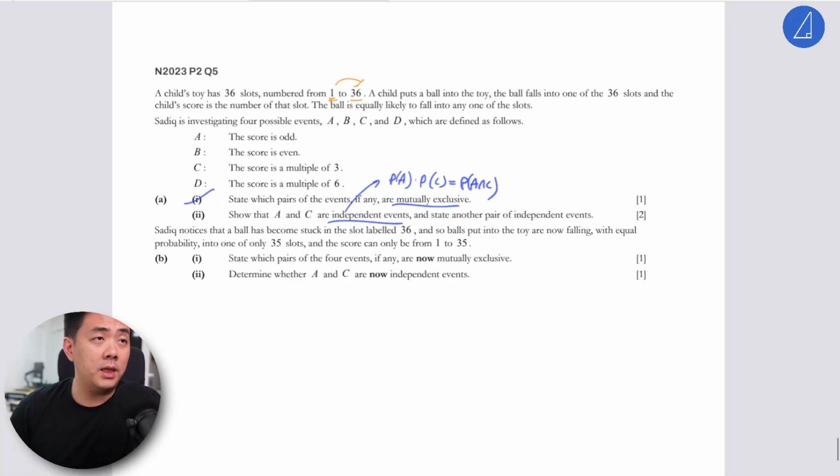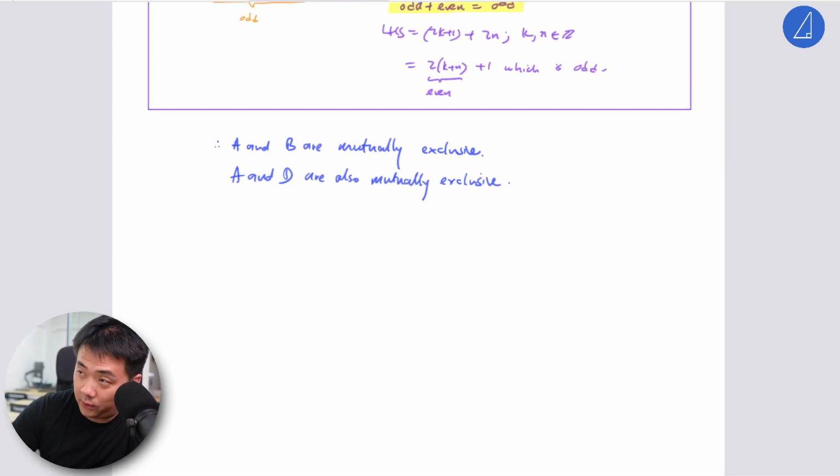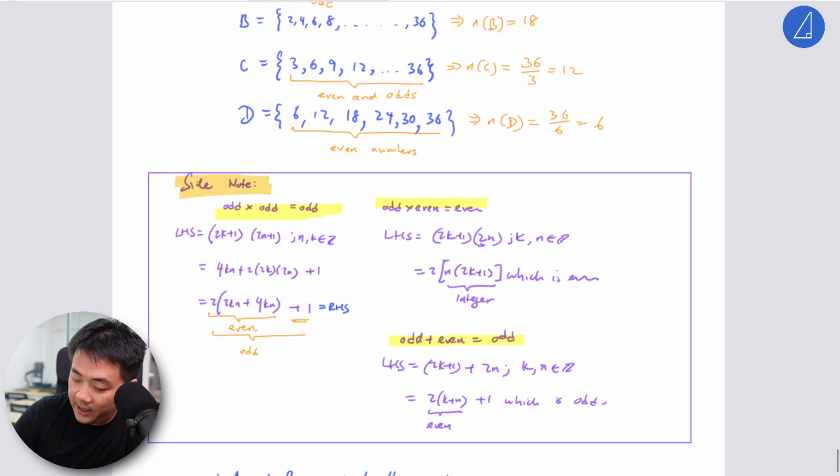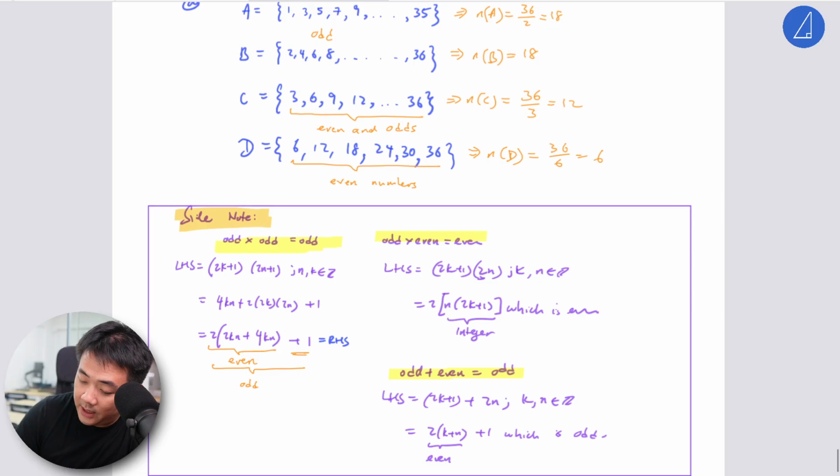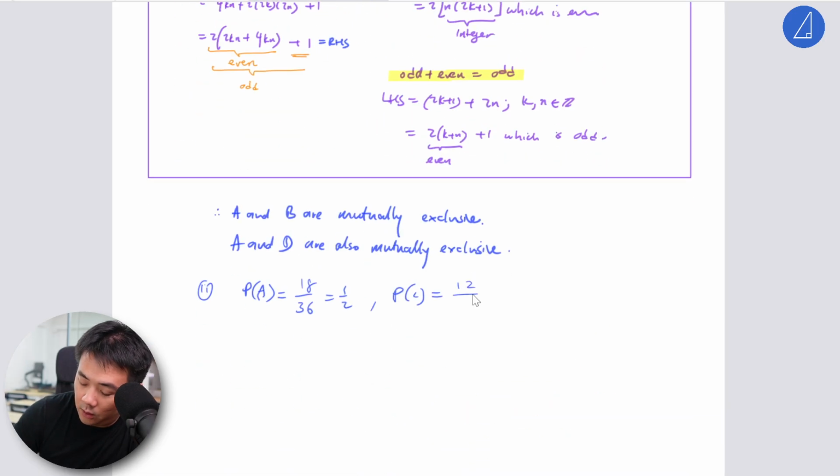Okay? So state another pair of independent. Show that A and C are independent. I don't think it's hard to see. For this part 2, P(A) we already found is n(A), which is 18 over 36, which is half. P(C) is n(C), 12 over 36, which is a third. Then P(A intersect C) will just be the number of A intersect C over the number of the universal set. The universal set is 36.